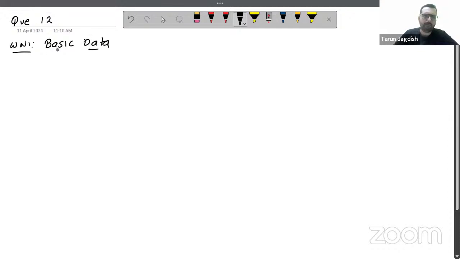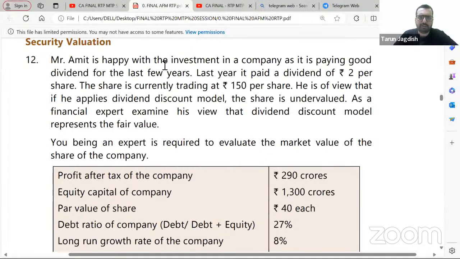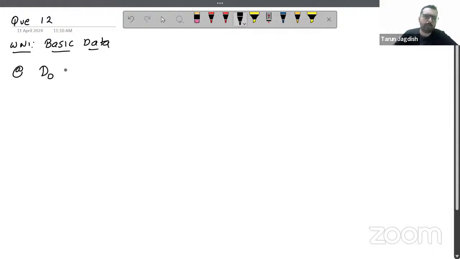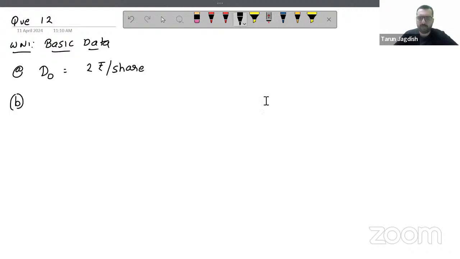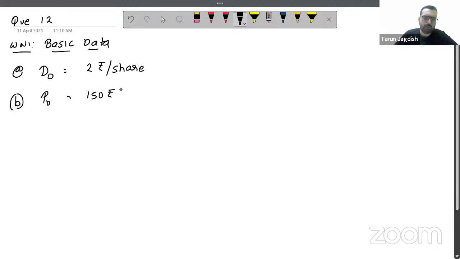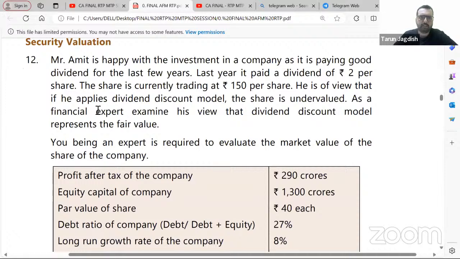Working note number 1, basic data. Mr. Amit is happy with the investment in a company. It's paying very good dividend. Last year, it paid a dividend of 2 rupees. So that 2 rupees is going to be your D0. Okay, now they have told the current share price is 150. So P0 is equal to 150 rupees per share. He is of the view that if he applies the dividend discount model, the share is undervalued. As a financial expert, examine his view of the dividend discount model that represents the fair value.